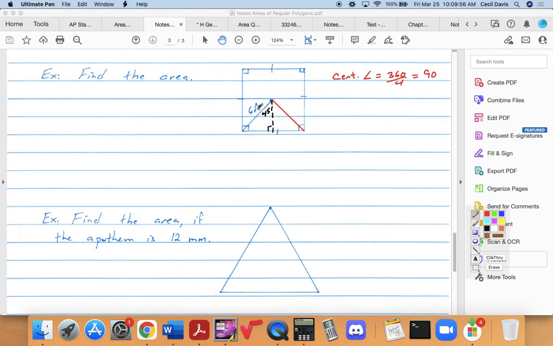How do we get the legs from the hypotenuse in a 45, 45, 90? Divide by what? Square root of 2. Yep. Divide by the square root of 2. So 6 divided by the square root of 2. We can't leave the square root on bottom, so we'll multiply by the square root of 2 over the square root of 2. So that's 6 square roots of 2 over 2, is 3 square roots of 2. So both of these legs are 3 square roots of 2. So how long is the whole side? 6 square roots of 2.